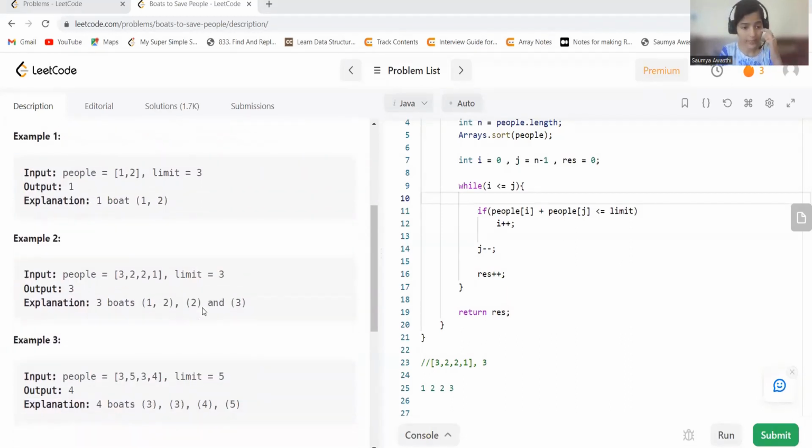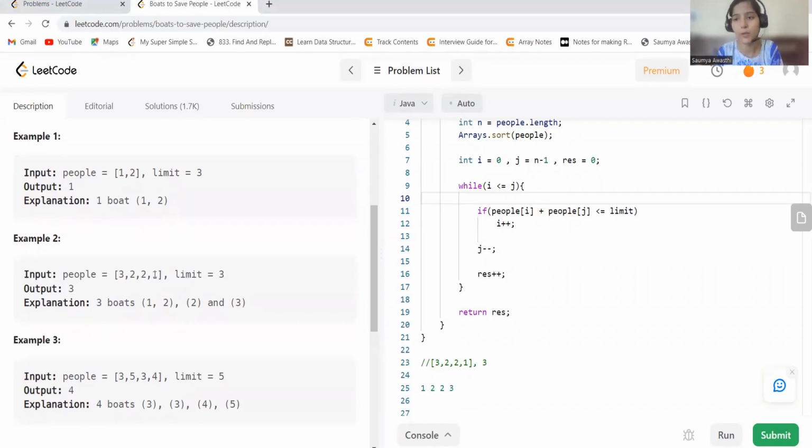So first what we'll be thinking is, let's take the person with the heaviest weight and see if we are able to pair it up with the lightest person. Here the heaviest one is 3, and the lightest one is 1. The sum of 3 and 1 itself exceeds the limit, right? So no matter what other value you try to pair with 3, the sum will obviously be greater, right?